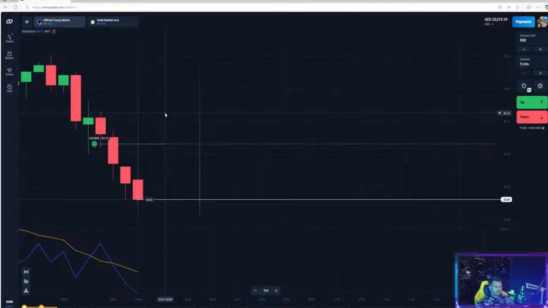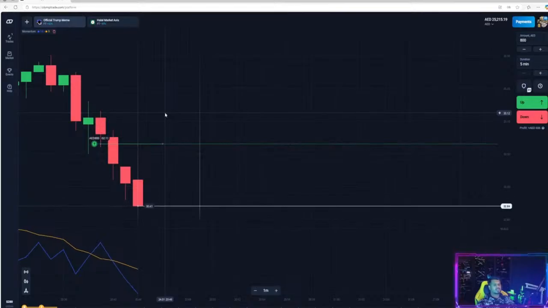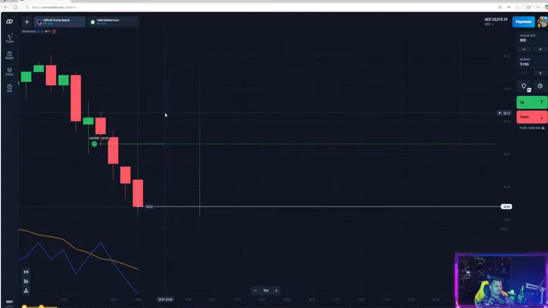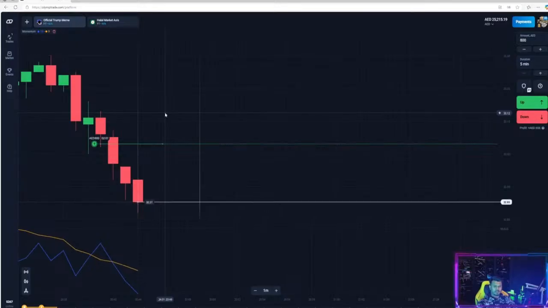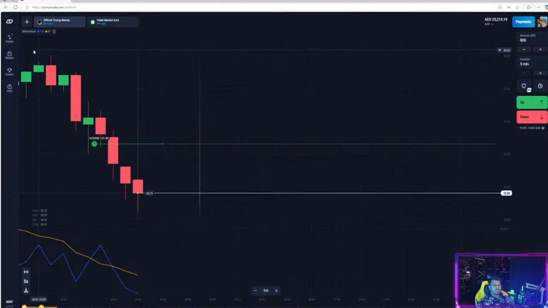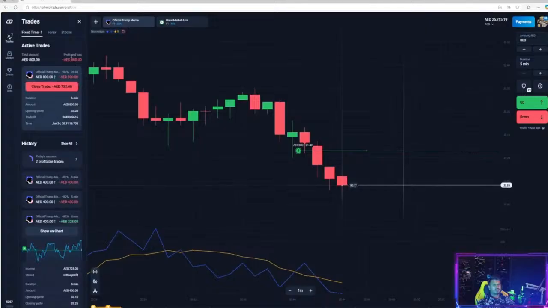So guys, it's now the last trade of the 2 days stream. What do you think, guys? Should we make one more trade in the upper direction or not?